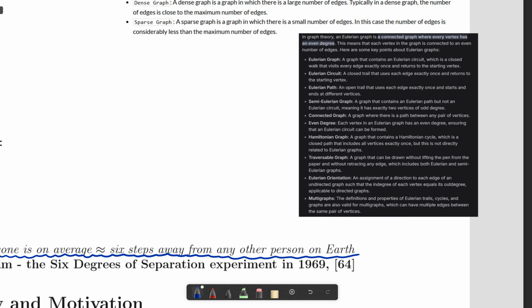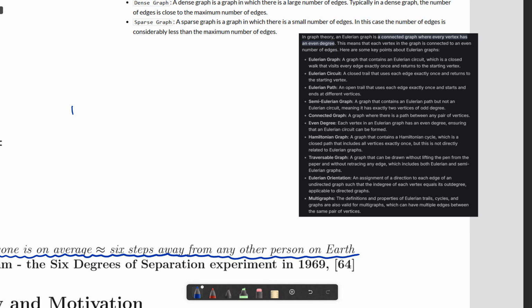Now we know an Eulerian graph is a graph that contains an Eulerian circuit. What is an Eulerian circuit? A closed trail that uses each edge exactly once and returns to the starting vertex. An Eulerian path is an open trail that uses each edge exactly once and starts and ends at different vertices. Okay, so an Eulerian graph is nothing but a connected graph in which every vertex has an even degree.